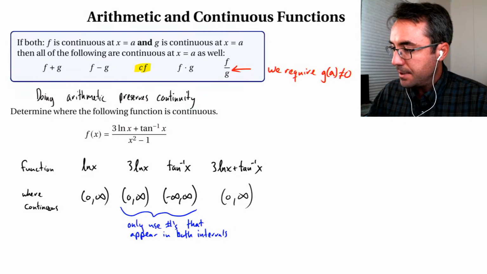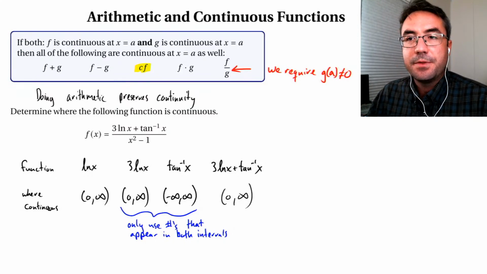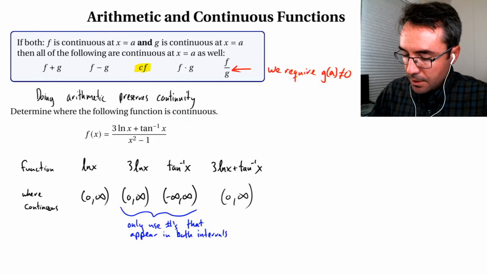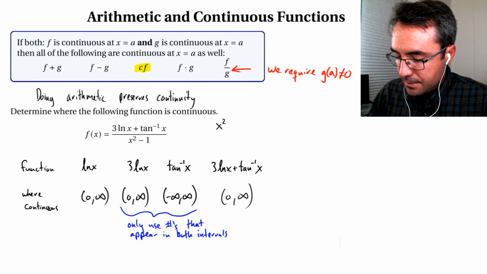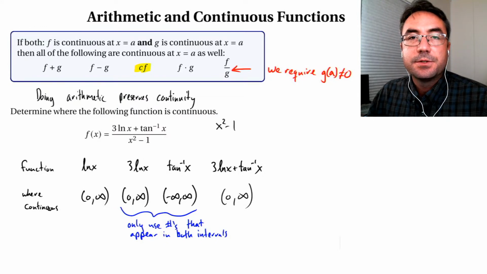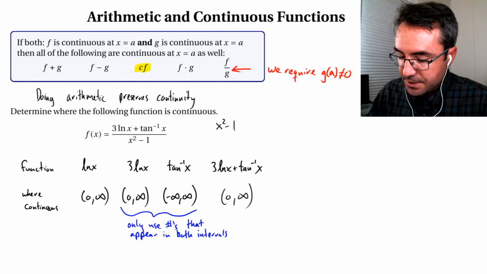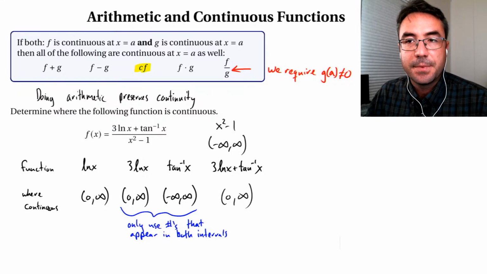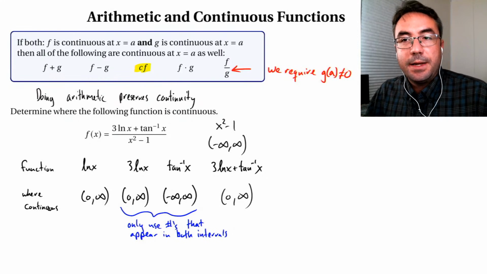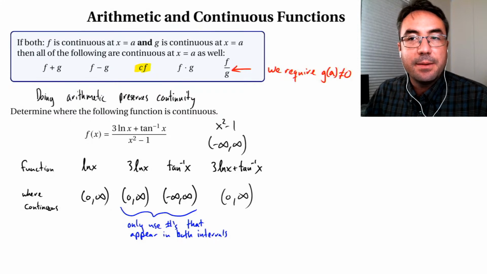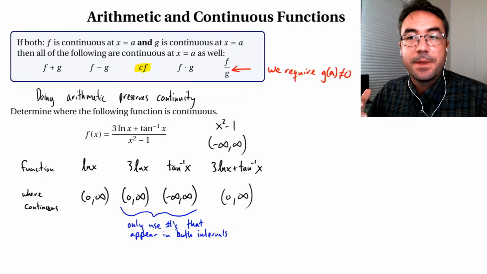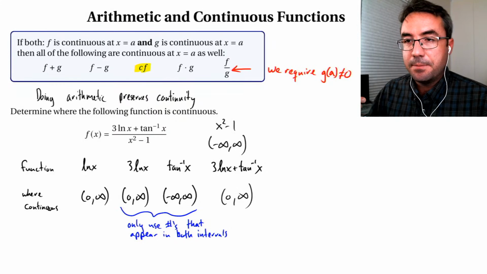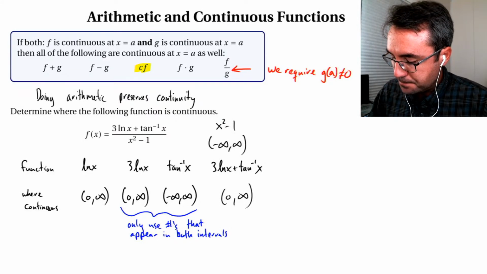Now what about the term in the denominator, that x squared minus 1? Well, x squared minus 1, that's just a polynomial, so that's continuous everywhere. So that's continuous on the interval from minus infinity to infinity. But in this function, the way we're combining them is we're dividing one by the other. So that's going to introduce some issues.